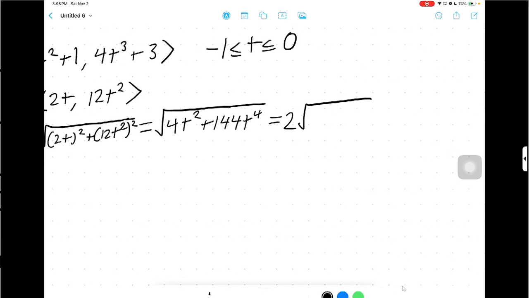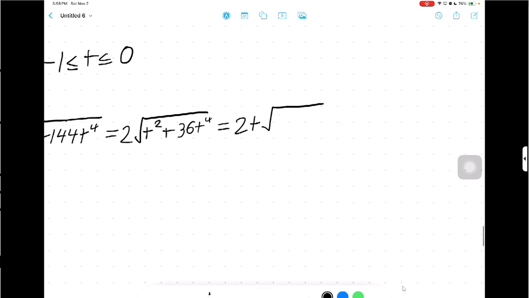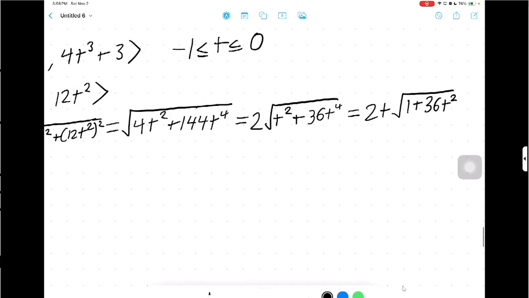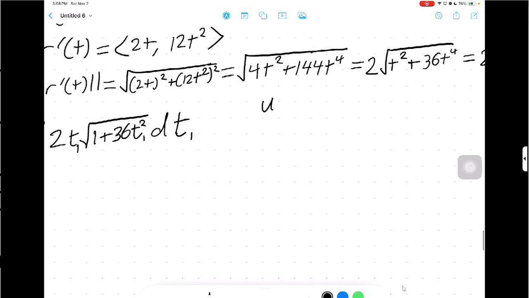And I'm just going to go ahead and get a 2 out here. 4t squared plus 36t to the 4. And I can get a t out as well. So that's going to be 1 plus 36t squared. And yep, that's exactly what I was supposed to do, because now we get something easily integrable: 2t root 1 plus 36t squared. I'm just going to use t1. u is going to be equal to 1 plus 36t squared. du is going to be equal to 72t dt.